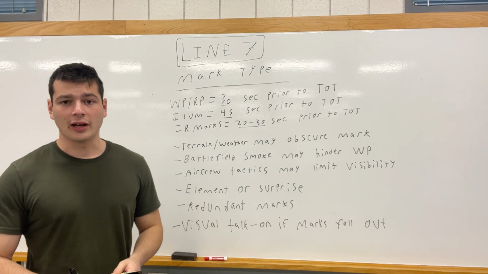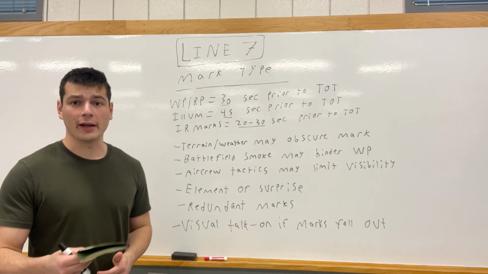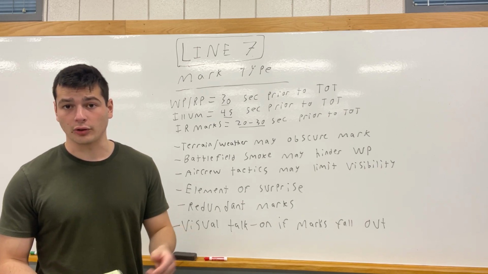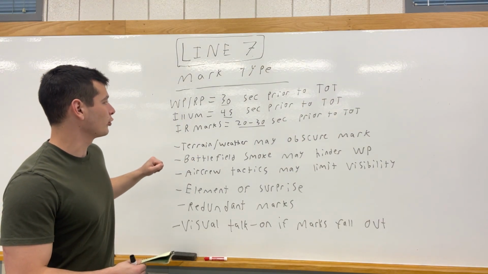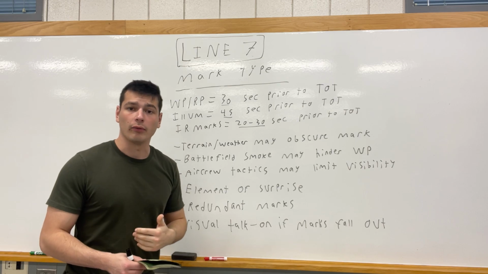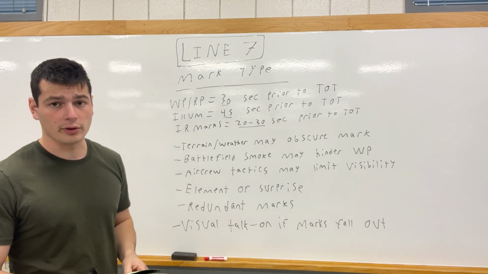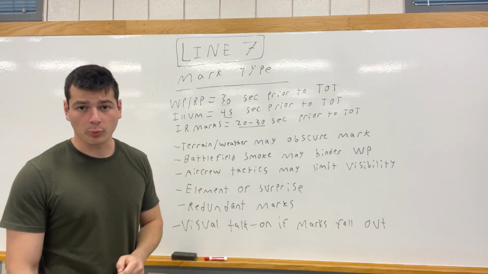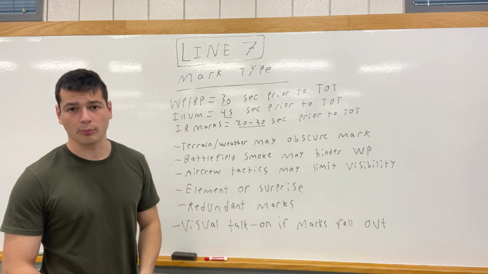Some more about line 7. So the USMC standards for when your mark should hit prior to the time on target, meaning prior to when the ordnance is actually going to hit the target. Again, for the USMC, for white phosphorus or red phosphorus, the standard is 30 seconds prior to TOT, meaning that white phosphorus or red phosphorus is bursting 30 seconds prior to the aircraft's time on target. For illumination, the standard is 45 seconds prior, and for infrared marks, the standard is 20 to 30 seconds prior.